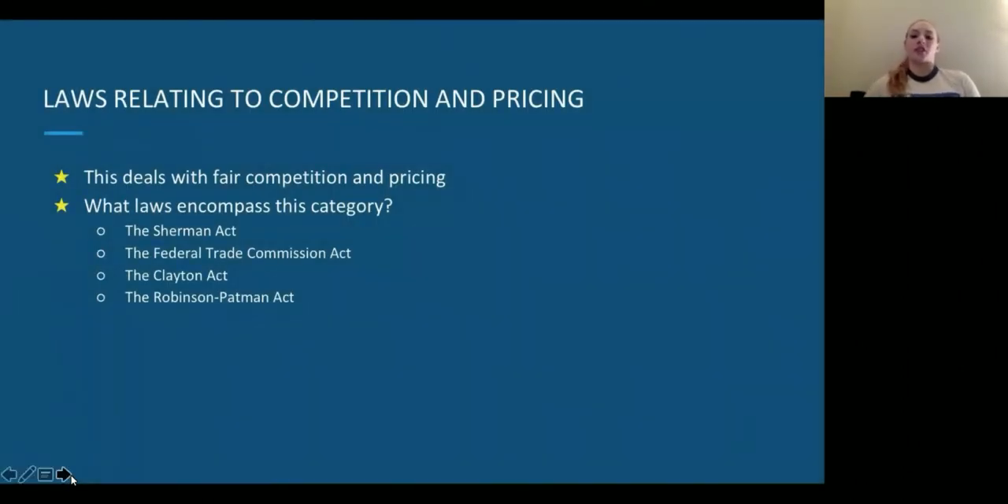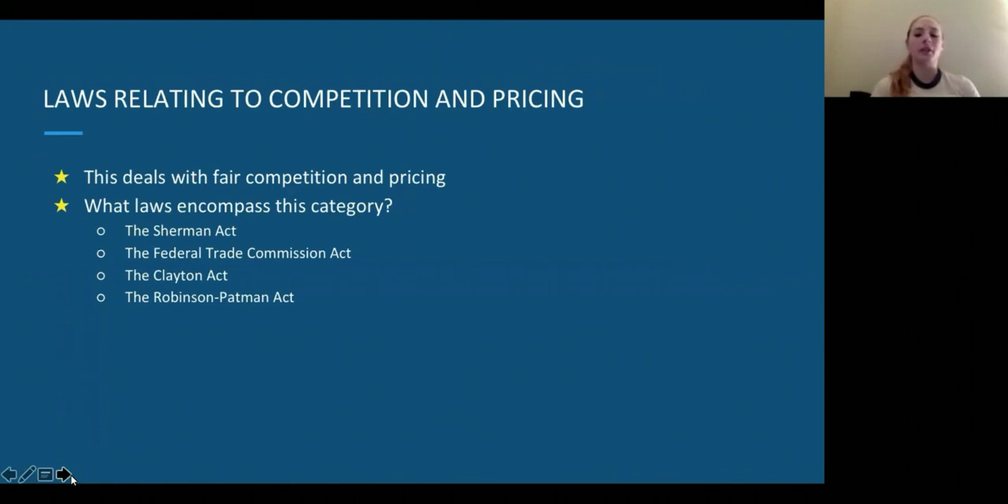There are laws relating to competition and pricing, and this deals with fair competition and pricing. There are four laws encompassing this category. The Sherman Act prohibits conspiracy and/or collusion where the intention is to restrict trade and interstate commerce. The Federal Trade Commission Act enables the Federal Trade Commission to challenge companies that promote unfair competition through deception in advertising and promotions. The Clayton Act, which is closely related to the Sherman Act, makes it unlawful for a supplier to require purchase of one product before allowing the purchase of another. And the Robinson-Patman Act protects buyers from unfair pricing strategies.